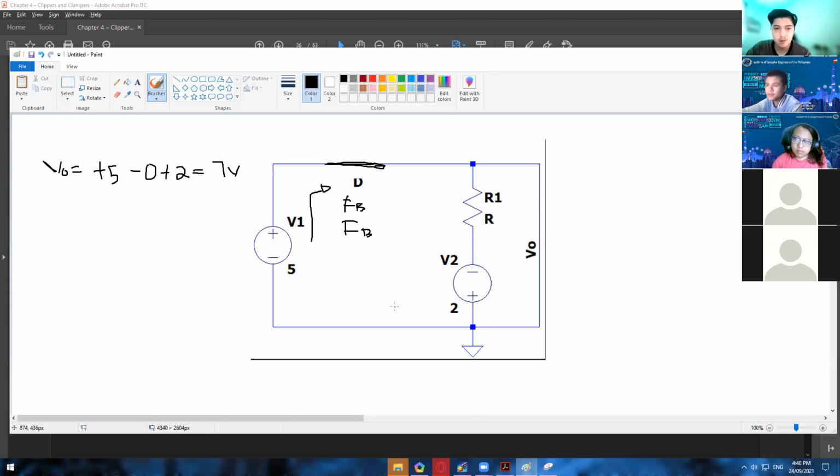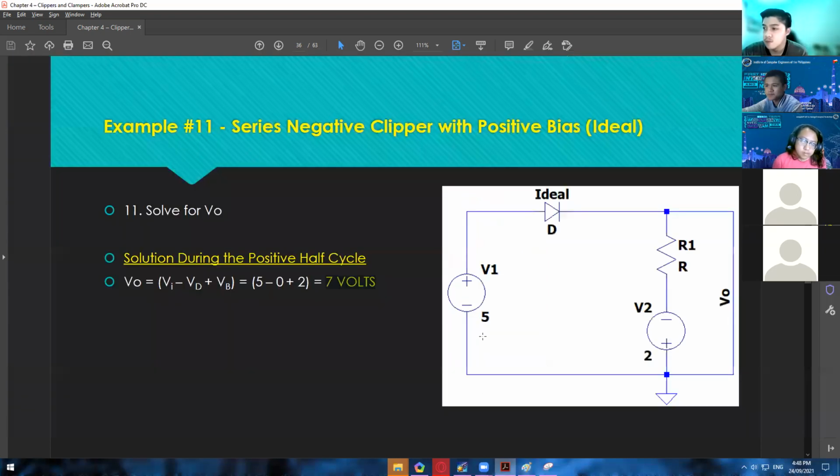So are we clear on the positive half cycle? Anyone who has a question so far on why we got 7 volts? None, sir.